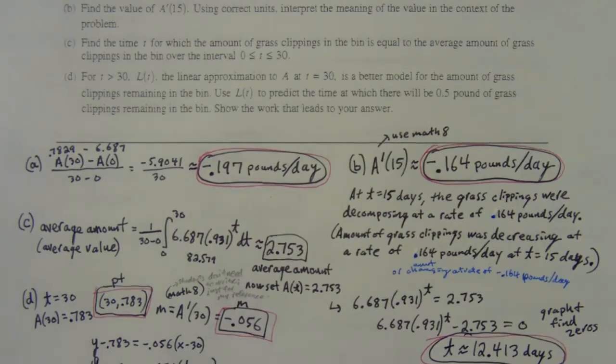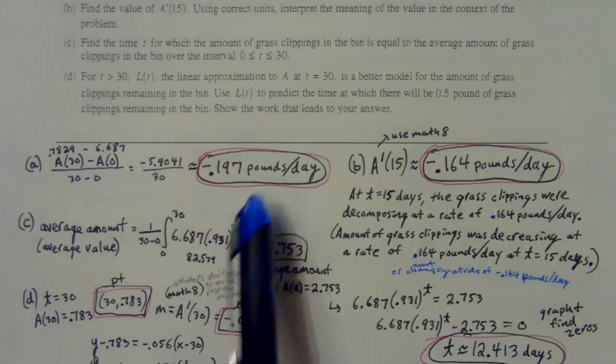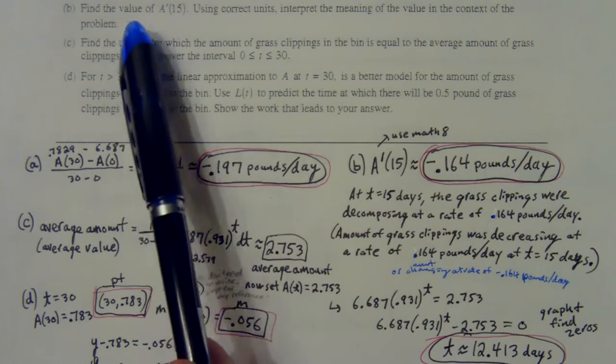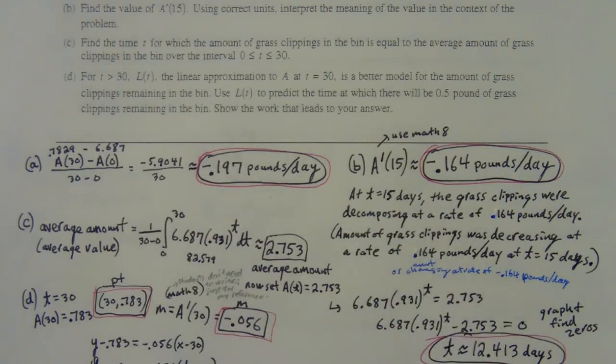This is a calculator problem right there. And then the A was measured in pounds, and this is days on the bottom, so that'll be pounds per day. And then part B says find the value of A prime of 15. So you're going to do A prime of 15. That means you're going to take the derivative.